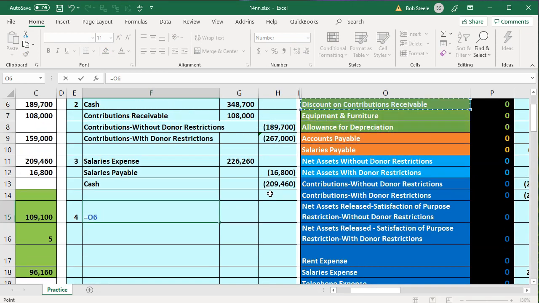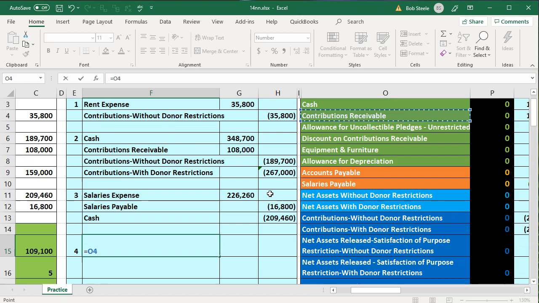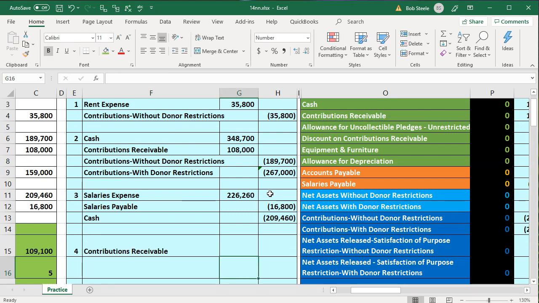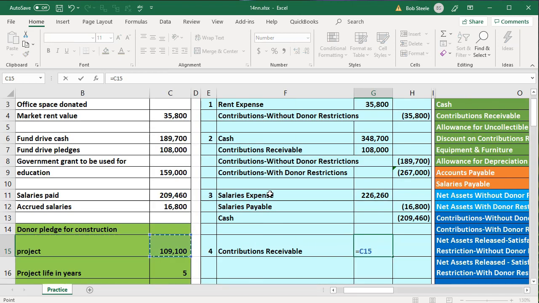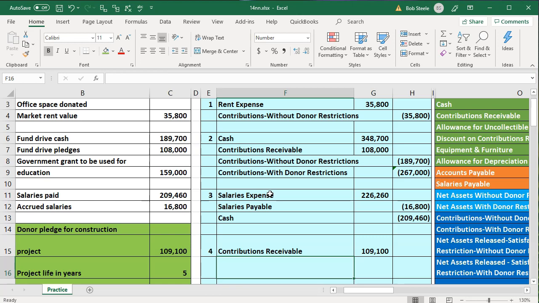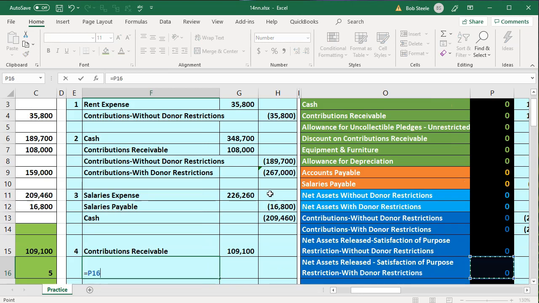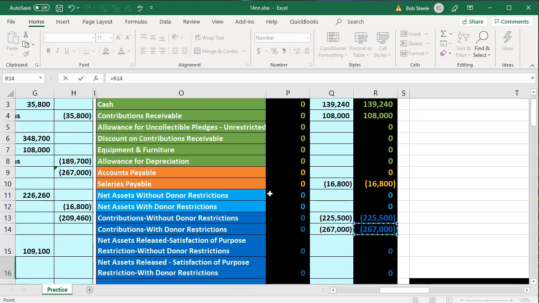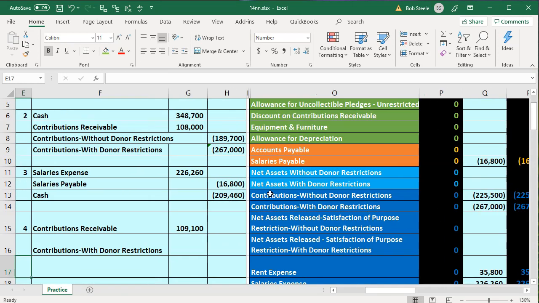We're going to go back up and say, okay, we got a contributions receivable, and we're going to put that on the books for the full amount because the dollar amount is actually 109,100, even though the actual value in present dollar terms is less given the time frame of when we're going to be receiving it. Then we have contributions with donor restrictions because, of course, this money is going to be restricted for the project and we haven't received it. It's a pledge.